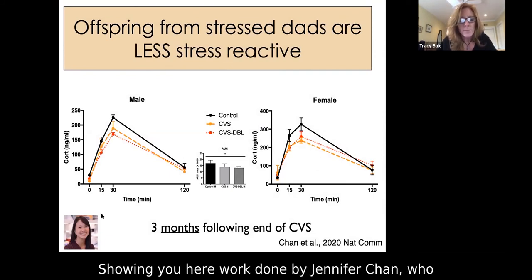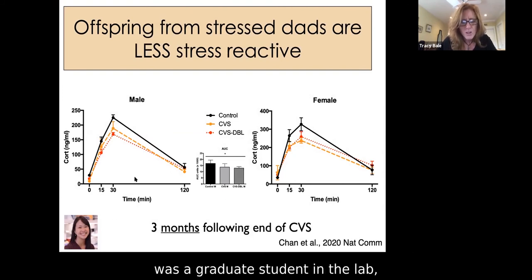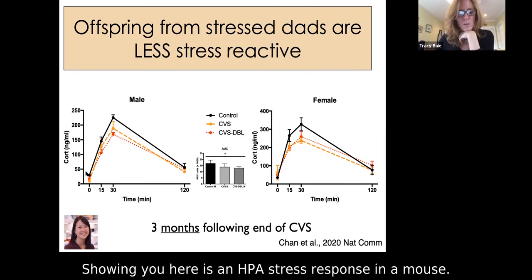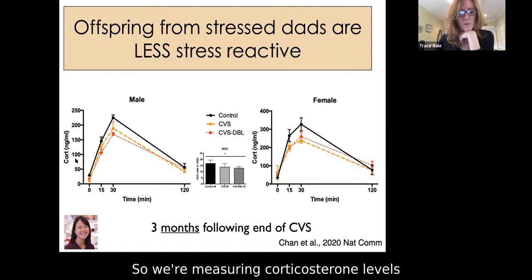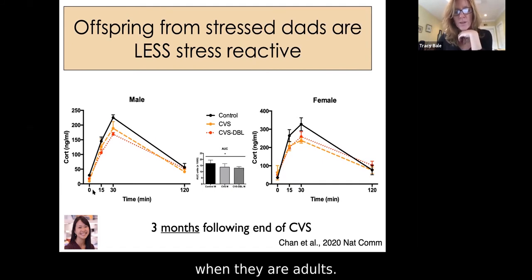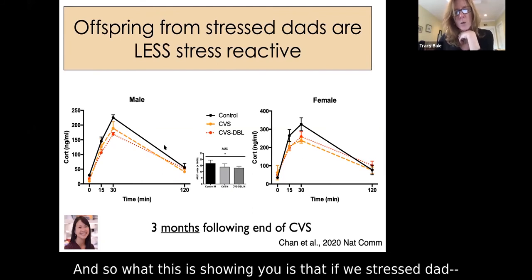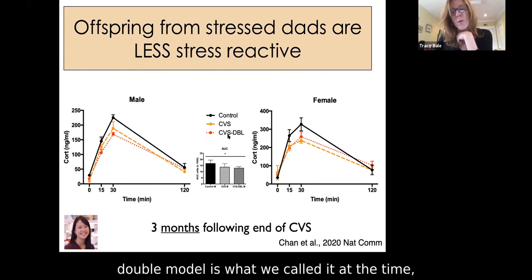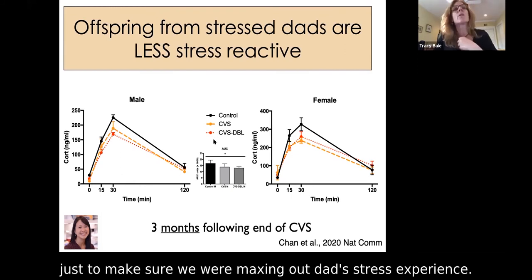Showing you here work done by Jennifer Chan, who was a graduate student in the lab and now is a postdoc with Ian Mays at Sinai. Showing you here is an HPA stress response in a mouse. So we're measuring corticosterone levels on the y-axis here. This is an acute restraint to these animals when they are adults. And so what this is showing you is that if we stressed dad, chronic variable stress, or we did a chronic variable stress double model, is what we called it at the time, just to make sure we were maxing out dad's stress experience.